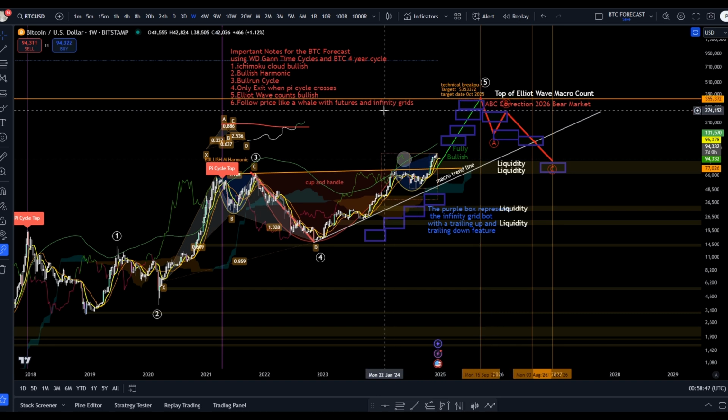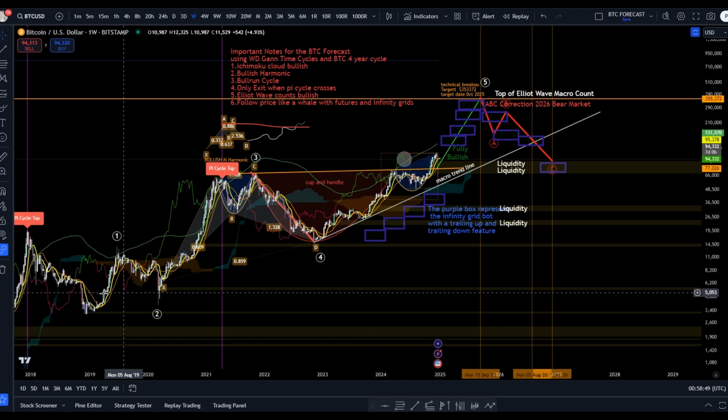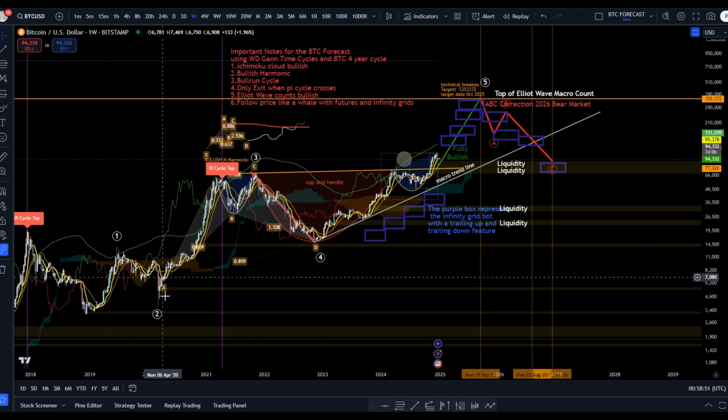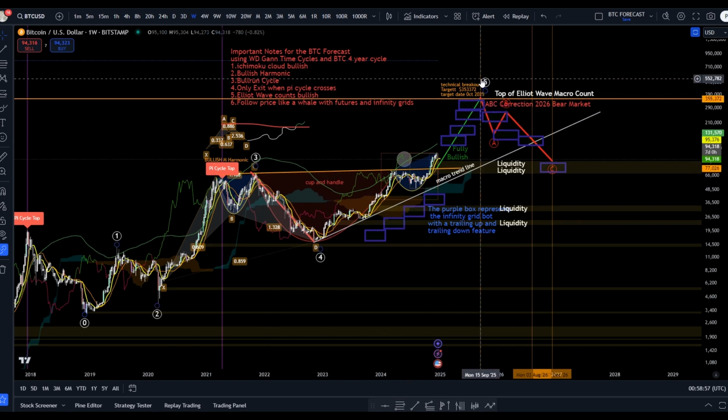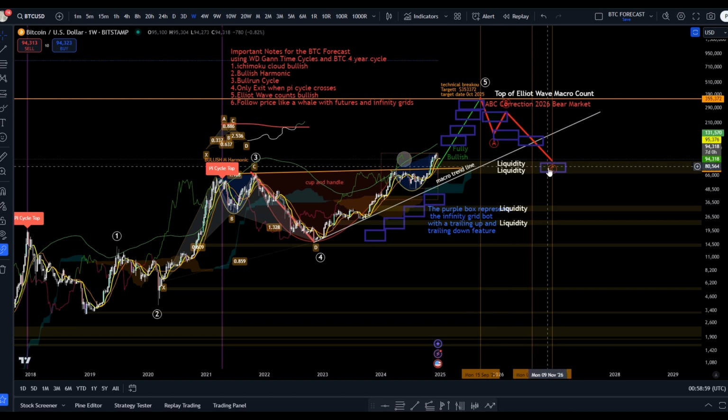We will utilize our Infinity Grid bots, which will simply follow price up with the waves and down with the waves, and also sideways in ranges and breaking ranges to the top. We will then short the market using the Infinity Grid bot again as it trails up and down automatically.